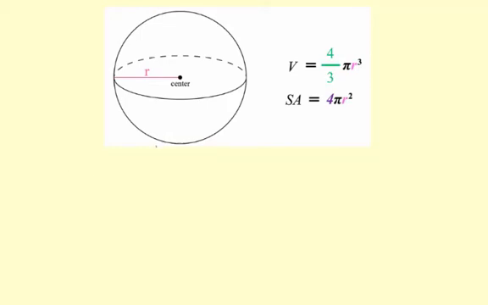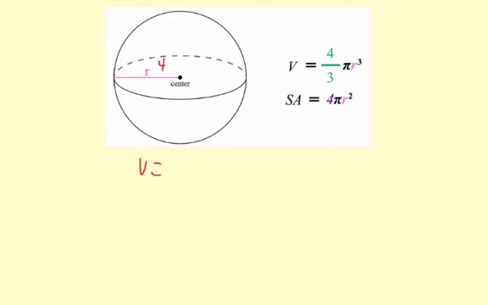So the big picture for this lesson is surface area and volume of spheres and hemispheres. All you need to know to figure out the volume or surface area is the radius. Here are the formulas. Volume equals 4/3 pi r cubed. Surface area, 4 pi r squared. So let's say we have a radius of 4 here.